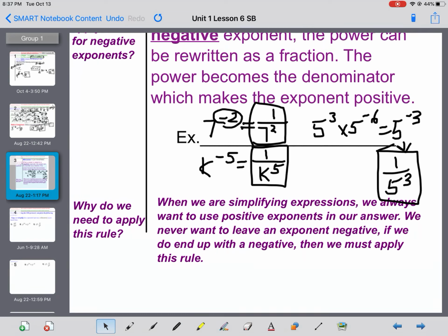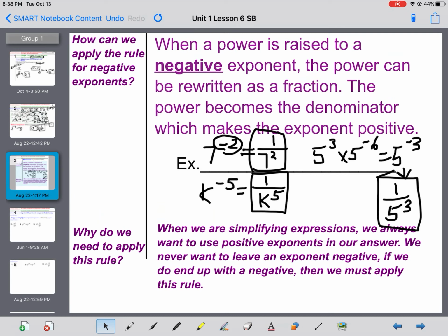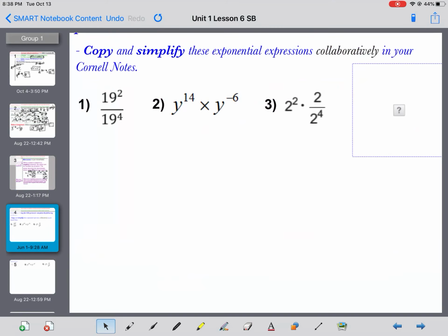Why do we need to apply this rule? When we are simplifying expressions, we always want to use positive exponents in our answer. We never want to leave an exponent negative. If we do end up with a negative exponent, then we must apply this rule, which means that we need to make it positive. All right, so make sure that we have all this copied down in our Cornell notes. Pause the video if you have to.